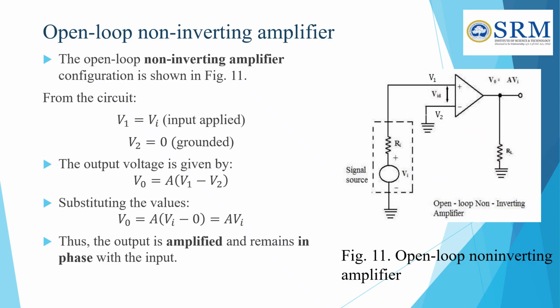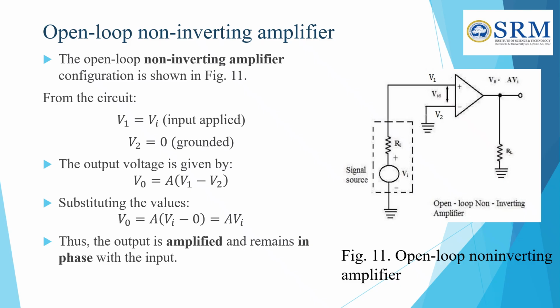Next is the open loop non-inverting amplifier. The figure shows the open loop non-inverting amplifier. Here, the input is given to the non-inverting terminal. Since there is no feedback, this is an open loop configuration. Input is applied directly to V1, so V1 is equal to Vi, and the inverting terminal is grounded.